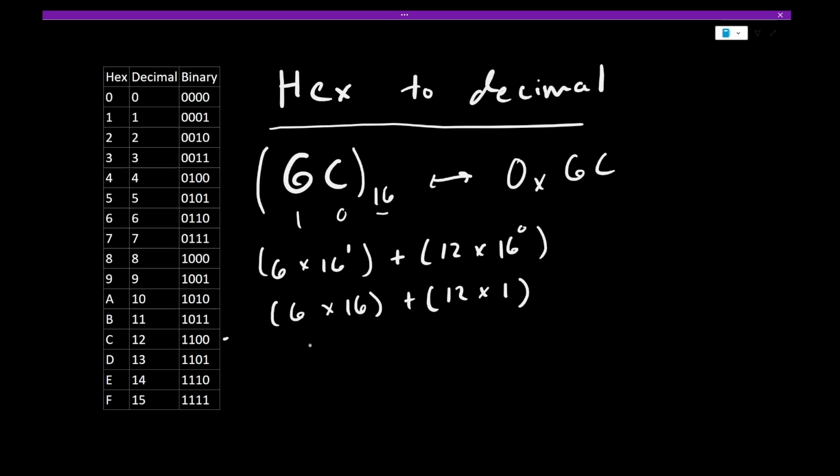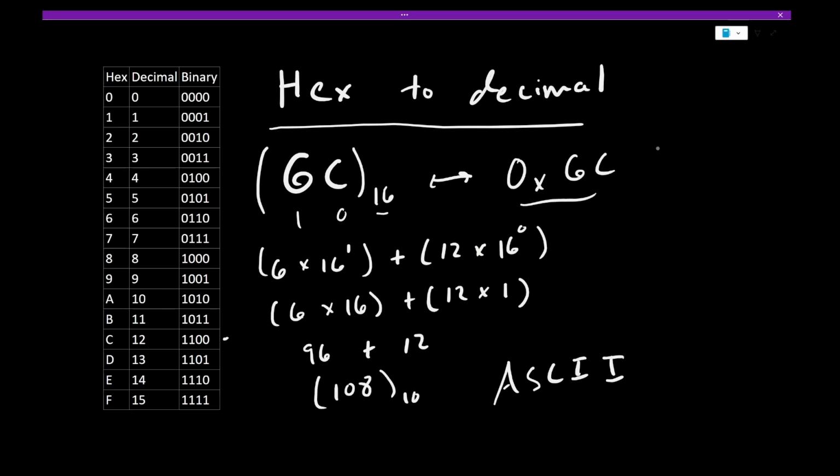6 times 16 is 96, plus 12 is going to be 108 in decimal or base 10. Again, if you go look at an ASCII table, you'll see that lowercase l is given number 108, and the way that a computer will see that in hexadecimal is with 0x6c, or 6c base 16.